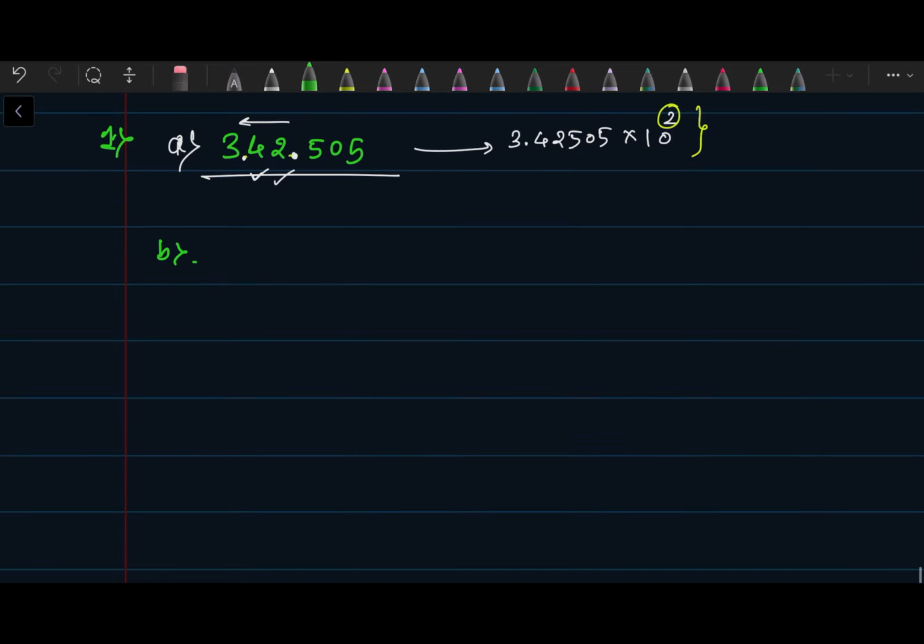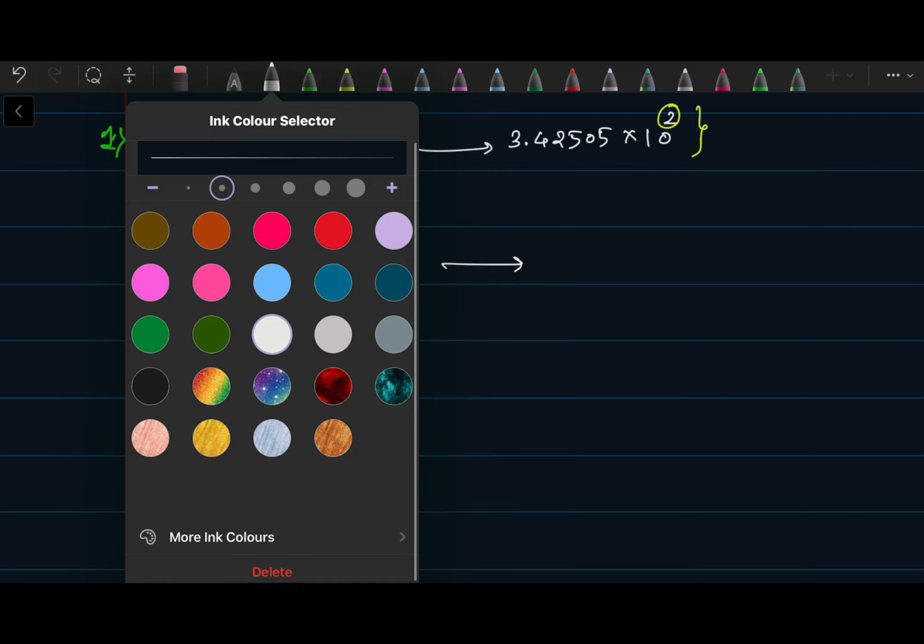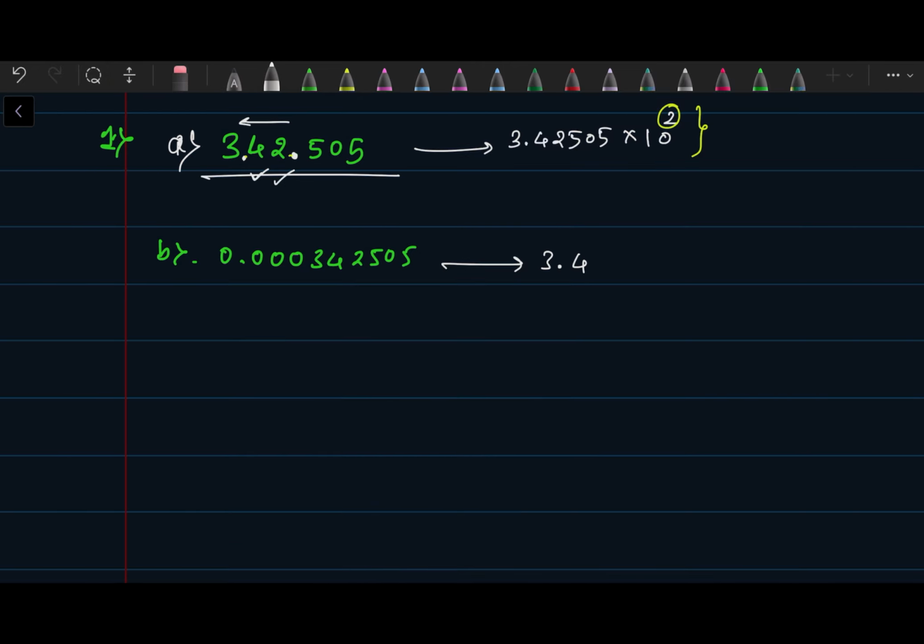When it comes to 0.000342505, I just want to convert this data in a simple way. This value I can also write as 3.42505 into 10 to the power of minus 4. How do we get this? See, 1, 2, 3, 4. After the 3, I put the decimal point, which means we get 10 to the power minus 4.